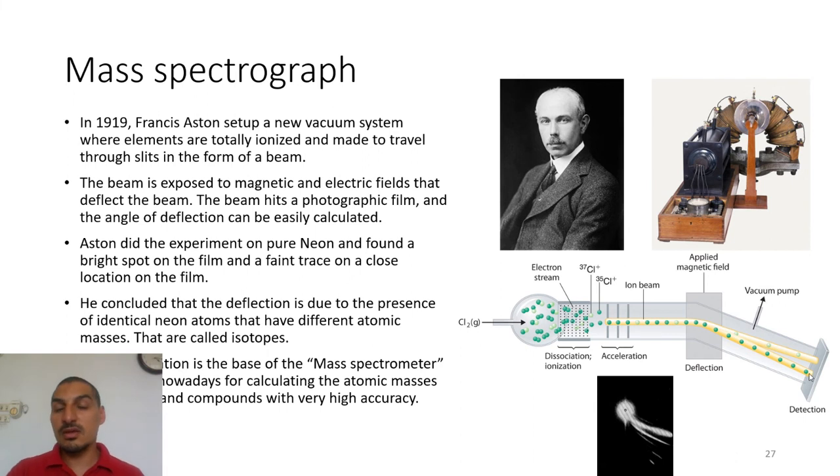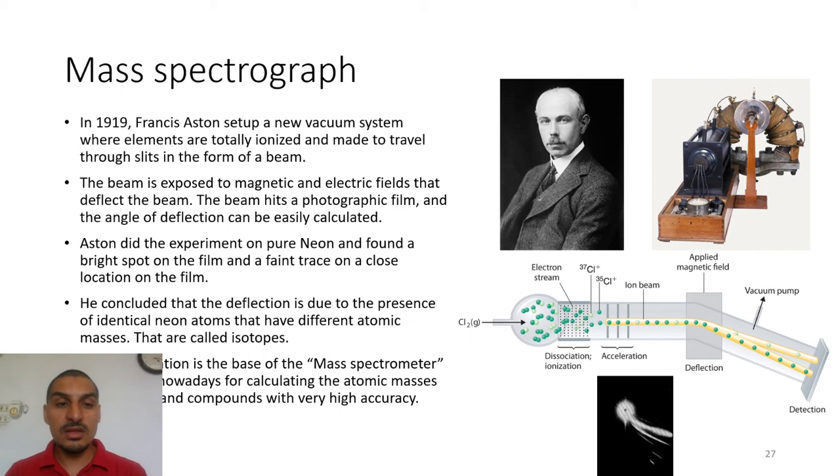And in the beginning, he thought there might be some impurities that cause this deflection, and he used very pure neon, and still he gets the same results. And this was the first time for us to know about the isotopes. So isotopes are simply two identical atoms. They have the same chemical properties, but one of them has a higher atomic weight.